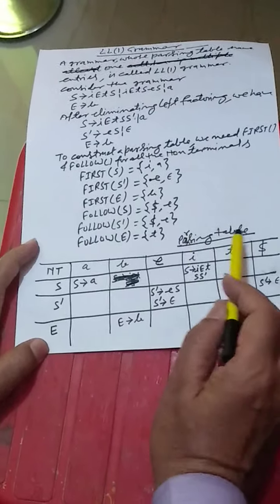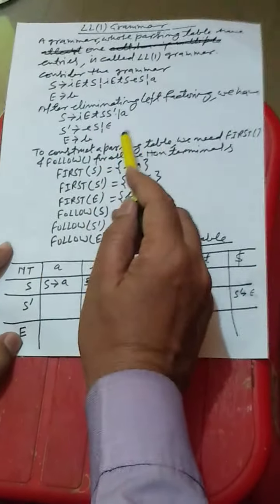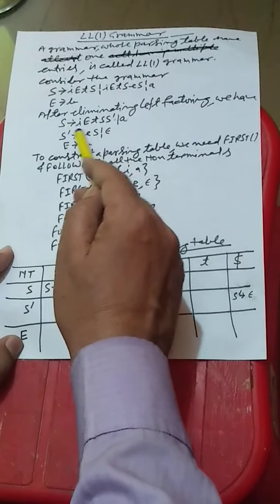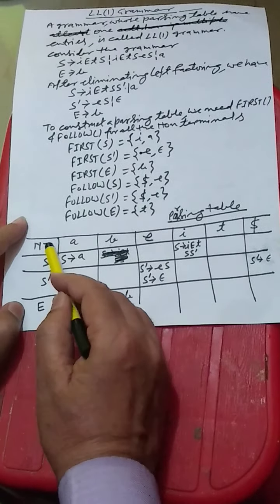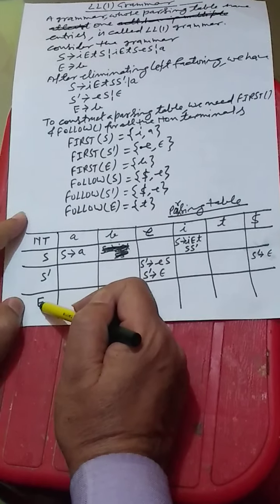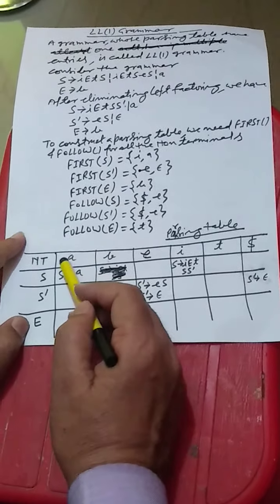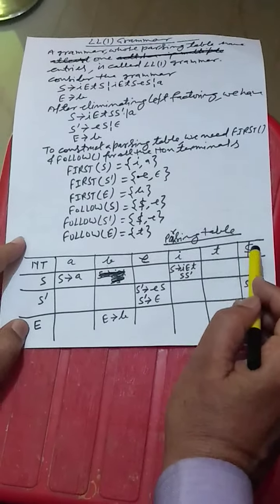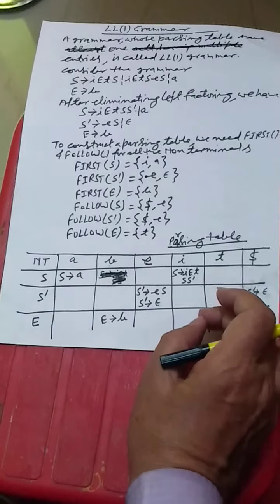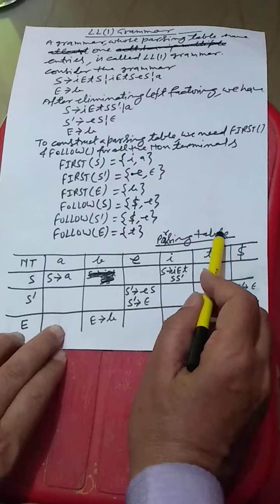Now the parsing table calculation for this given grammar. Because here there is only left factoring. After removing this left factoring, we have this. And so for the parsing table we will calculate, here the non-terminals S, S dash and E we will write in the rows, and in the columns we have to write the terminal symbols A, B, E, I, T and dollar. As in the previous lecture I have told you the method of calculating the parsing table.